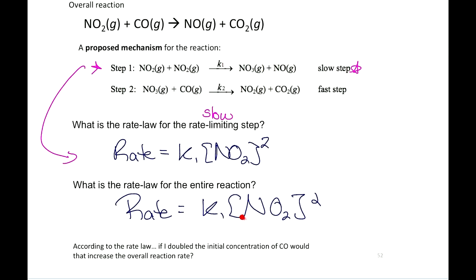And so what we see is that this reaction is second order with respect to NO2, but look at the overall reaction. It's NO2 plus CO gives us products. So based upon what we just learned, if we did this reaction and doubled the concentration of carbon monoxide, should we see a change in reaction rate if we change the concentration of CO? No, because CO is not in the rate law at all. All right, and we got that via the mechanism.